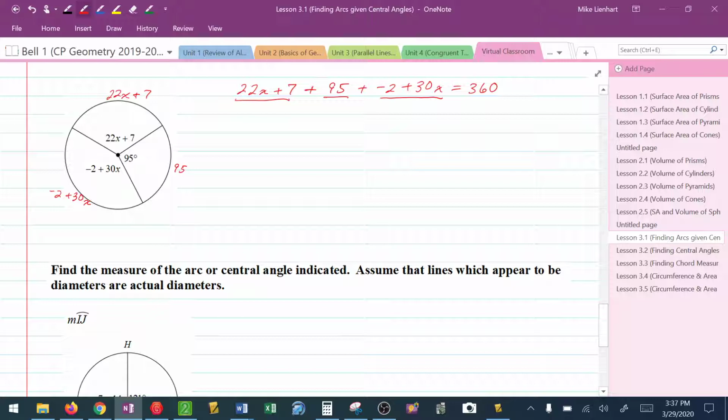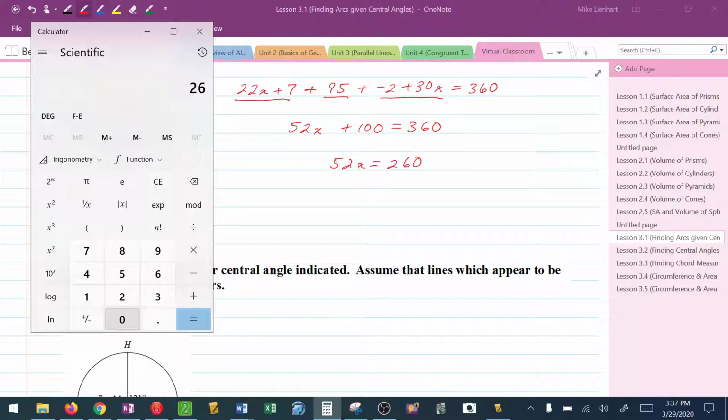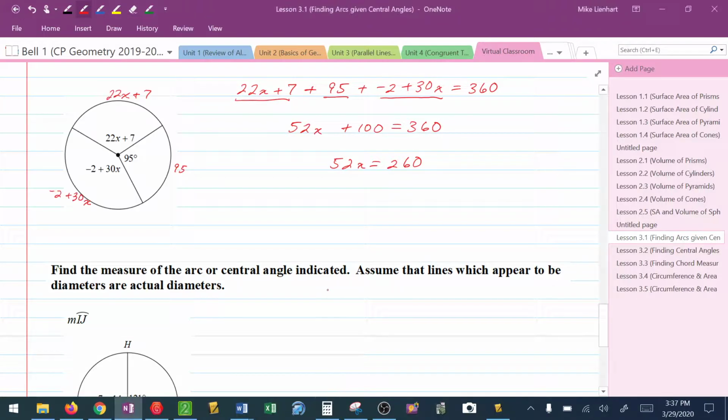Combine like terms, I get 52x. And then let's see, I've got 7 plus 95 minus 2. So that would be 100 plus 52x is equal to 360. Subtract 100, 52x is equal to 260. Divide by 52, and let's just check it. 260 divided by 52 would be 5. All right.